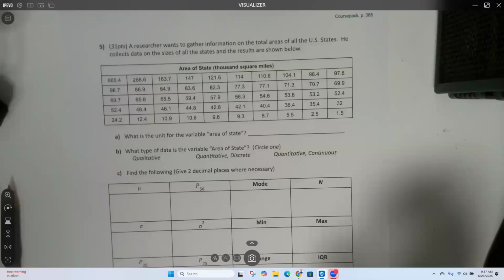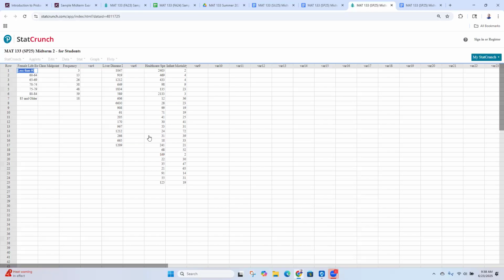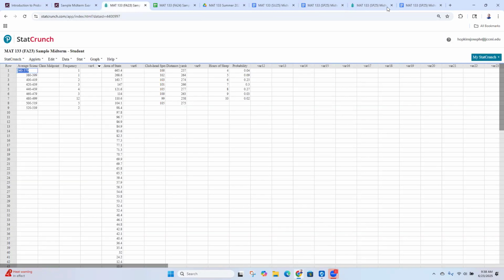So areas of state. Oh wait, where is that? Oh, is that in the Google sheet? Oh, that's right. I was looking at the wrong thing. I need to close that. Right here, area of state. So this is a long data set.